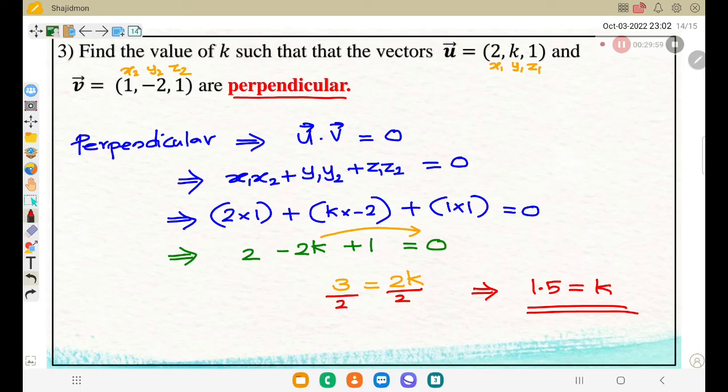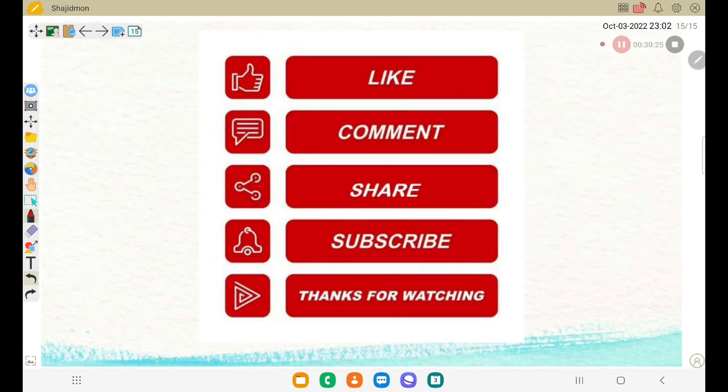So this is the idea. By using the condition perpendicular or orthogonal, we can find the k number. So in this section we studied how to find the dot product of two vectors and how to find the angle between two vectors. These are the main ideas we discussed. I hope you understood the topic.